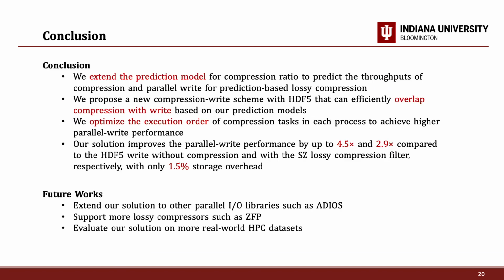So in conclusion, in this paper, we first extend the prediction model to estimate the offset and performance of parallel I/O. And using that technique and our specific design of extra space, we can overlap the I/O with compression. And furthermore, we improve the overall performance by optimizing the order of the compression tasks. So our solution improves the parallel write performance by up to 4.5 times compared to the original and 2.9 times compared to the previous solution with only 1.5% storage overhead.